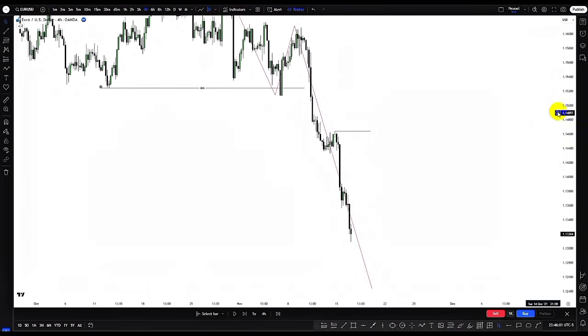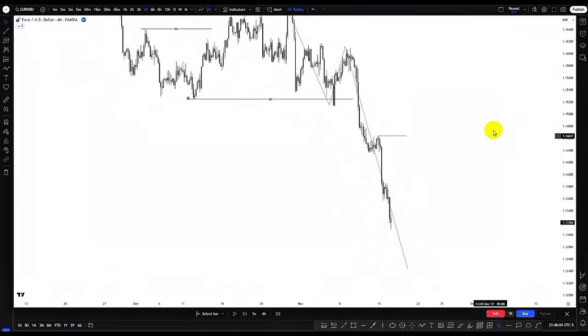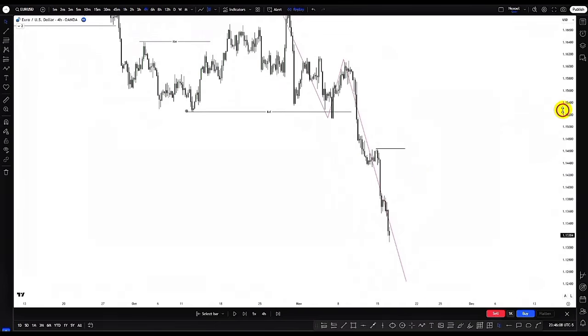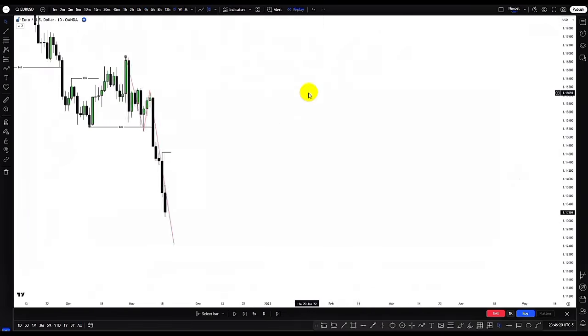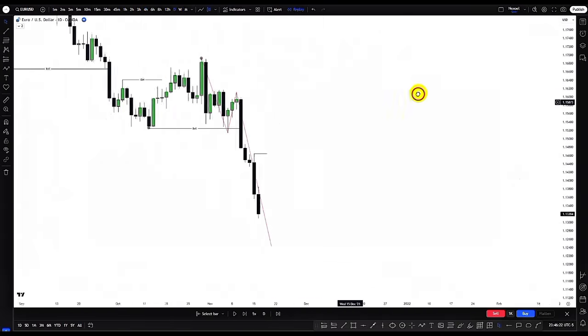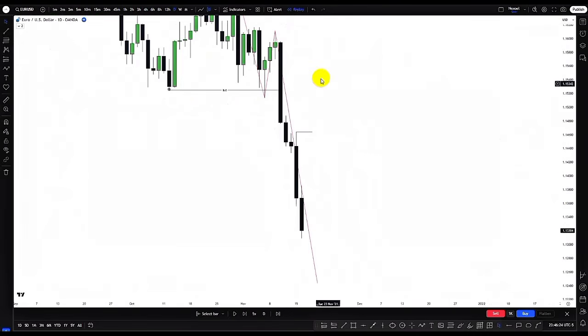What we must understand is there are times that institutions will take out the inducement liquidity in the lower time frame and then they will continue bearish or bullish, but then they can still also return and take out the higher time frame inducement liquidity. Let's go back to the daily. You can see here in the daily we don't really have a pullback within this bearish movement to the downside.